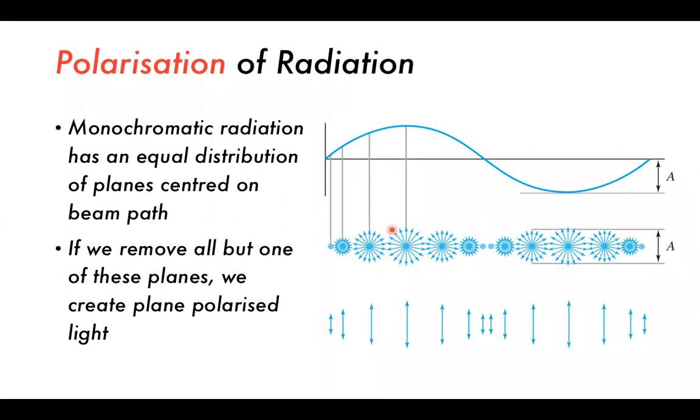But sometimes we don't want this in all directions, and we only want it in one direction. And so we have to remove all but one of these planes to create plane polarized light.